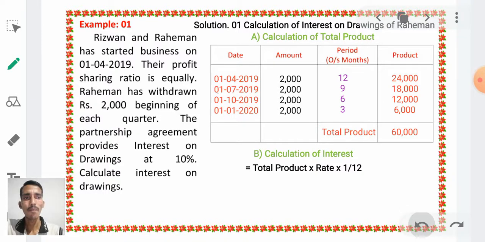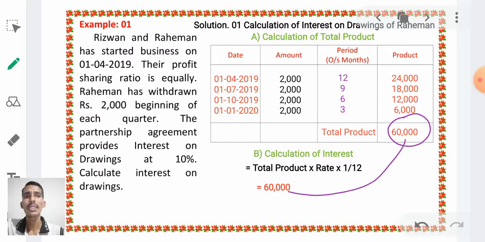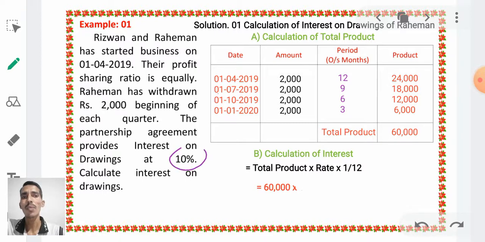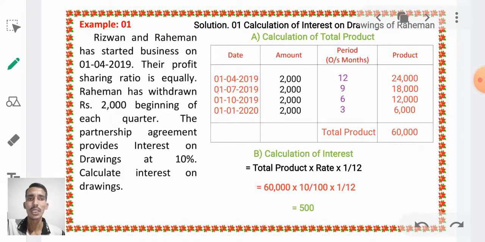Just see here, 60,000 is the total product, we kept it here as it is because we calculated and brought that one, into rate. The rate in the problem is given as 10%, therefore we take 10 by 100 and 1 by 12 in the formula, like that 500. The answer is 500. Rahman has to pay his interest on drawings to the business, rupees 500.